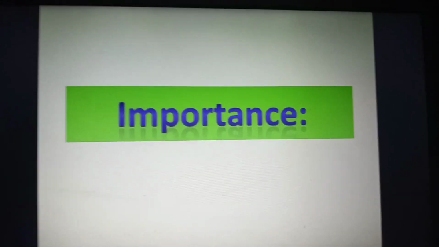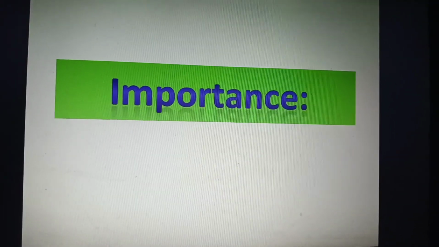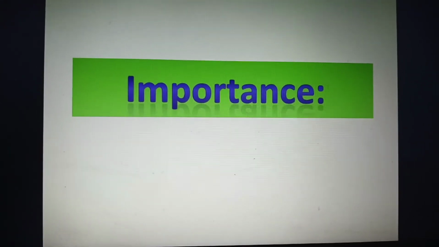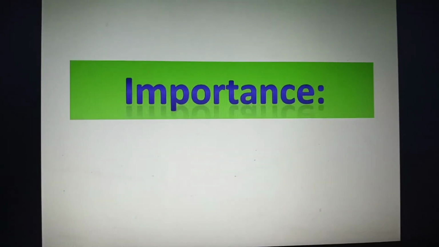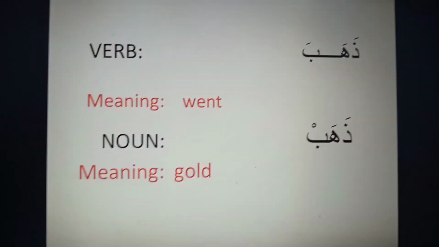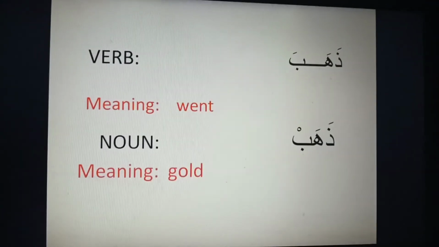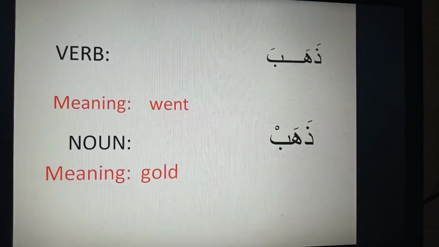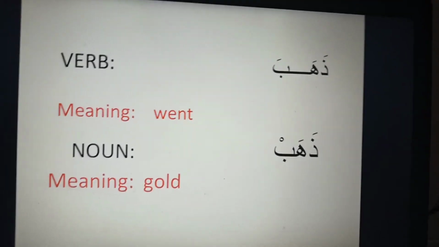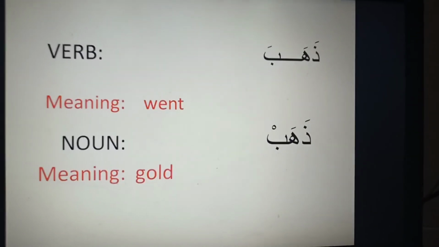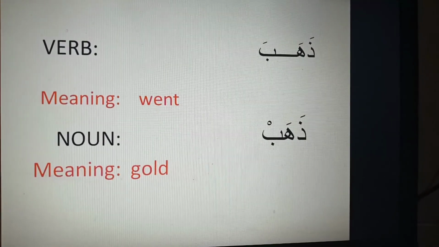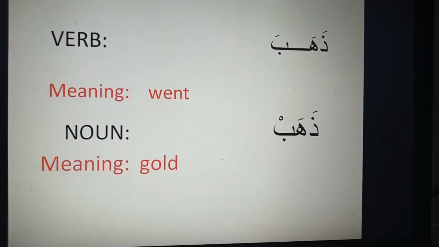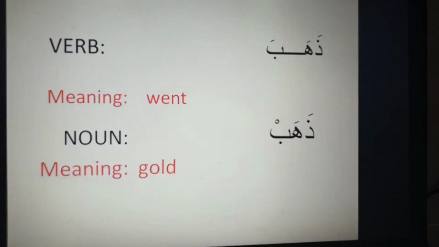So what's the importance of the short vowels anyway? Why do we consider them important, and start with them before even learning the letters? That's because they differentiate between a verb and a noun. Like you see here, the first one, the verb ذهب means went, and the noun ذهب means gold. You see the difference in the pronunciation.